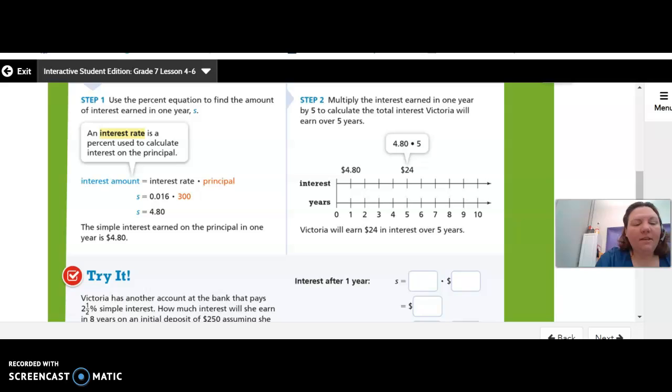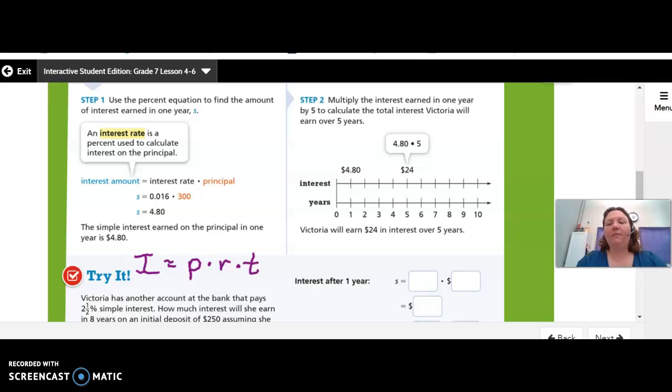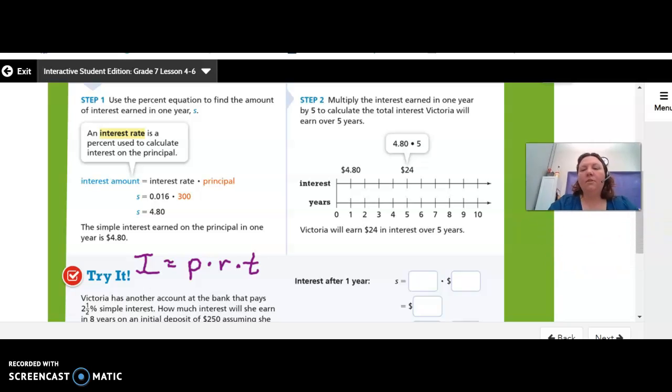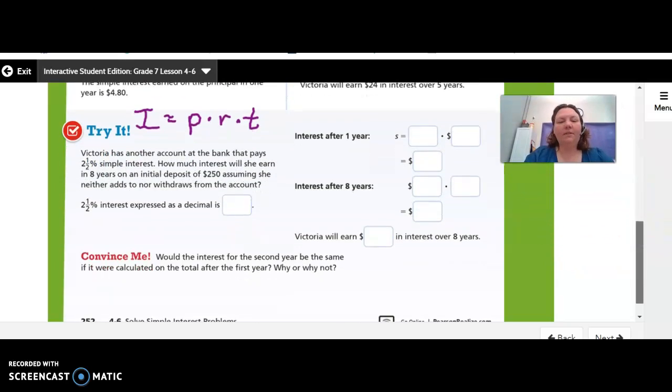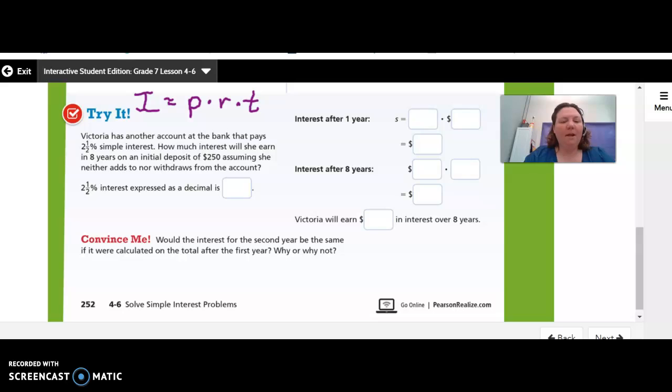And the formula says this, that my simple interest is going to equal my principal, my starting amount, times my percent rate, times the number of years that we leave it in the bank. So let's look at an example together. This is the try it problem on the bottom of page 252 in your workbook. So you'll have this as a reference, and you'll have it in your workbook to go back and look at.